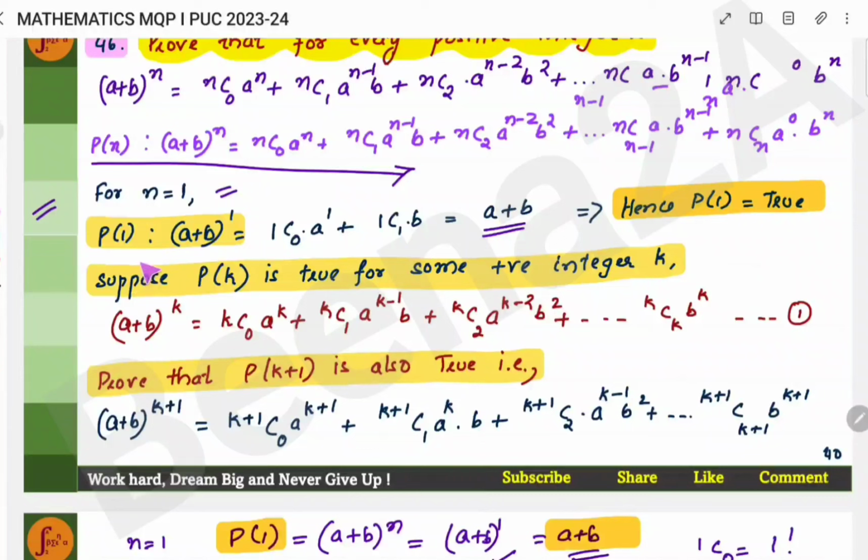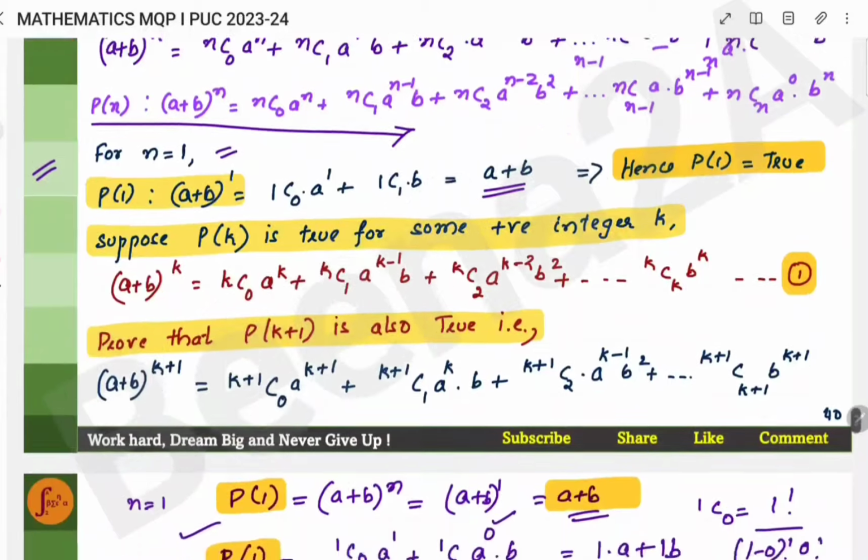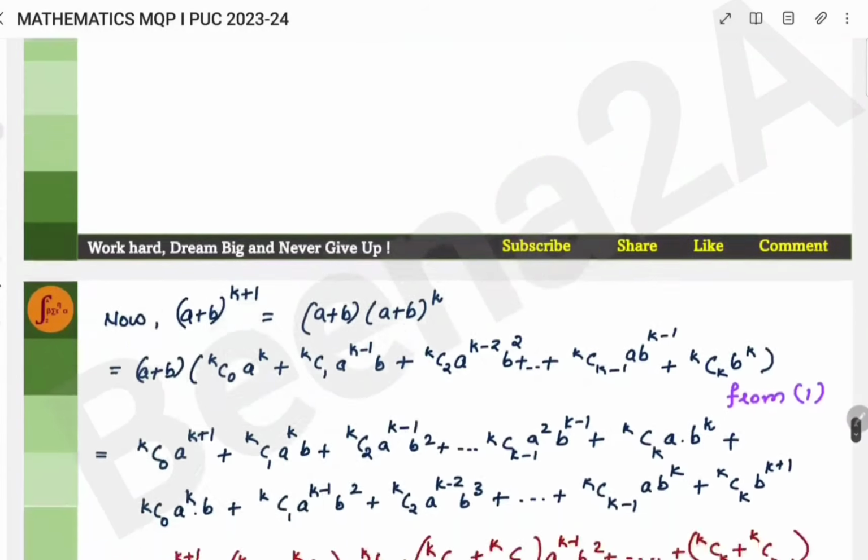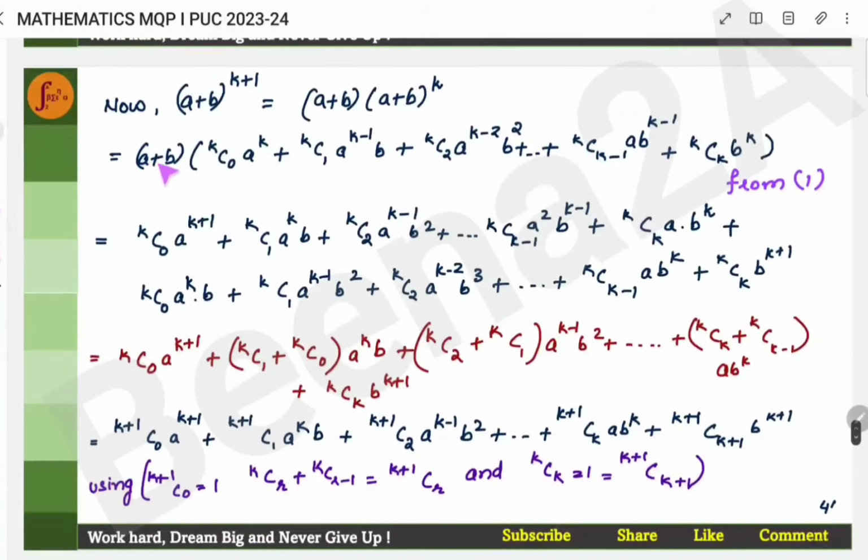Now we'll assume n is equal to k, some constant, some integer k. Wherever you have n, substitute k, and you'll get this particular expression. The next thing you'll do is put k plus 1 instead of n, so you'll get (a + b) to the power k plus 1. Wherever you have k, you put k plus 1, and you'll get this entire expression.